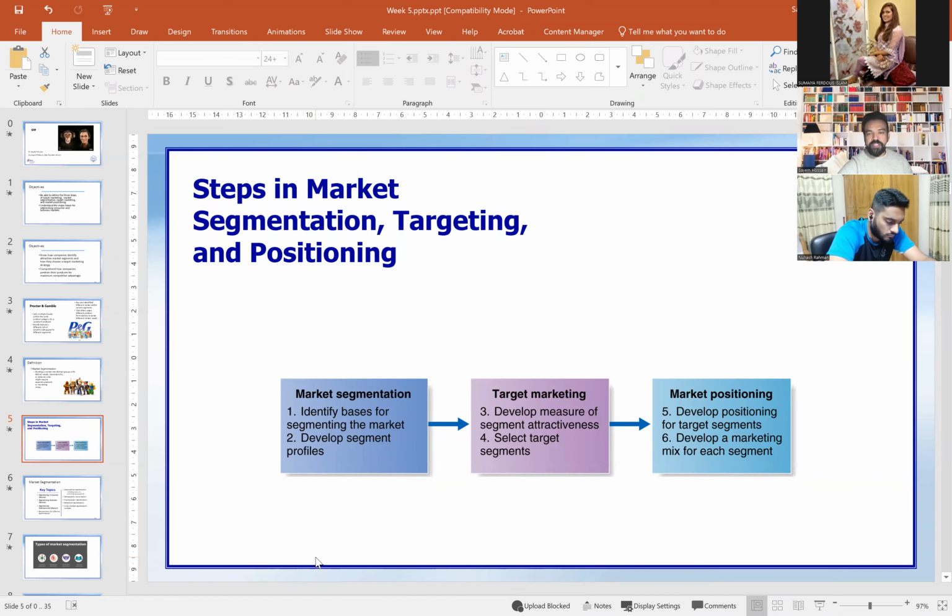And finally, positioning is also another important step where you need to build your identity into your consumer's mind. How would you like to be perceived by your consumers? How do you want to be seen by your consumers as a brand? Do you want to see yourself as low cost or high cost, low quality or high quality, and different other types of perception consumers may develop? So you just need to create that perception in consumers' minds.